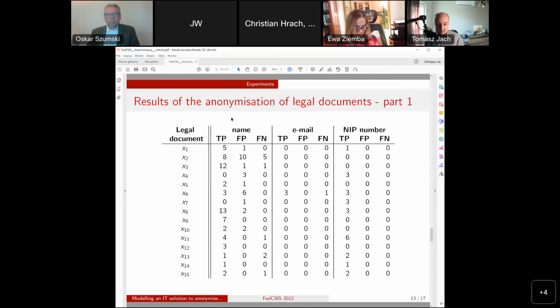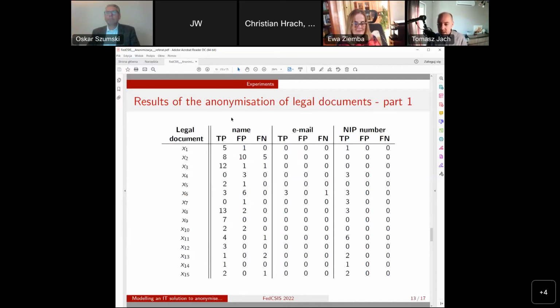There were a lot of false positives. Most of them, like 90% of them, were due to the fact, as I stated before, that sometimes in the address part there was a name of a famous person, so the algorithm found it and thought of it as a name that should be anonymized.